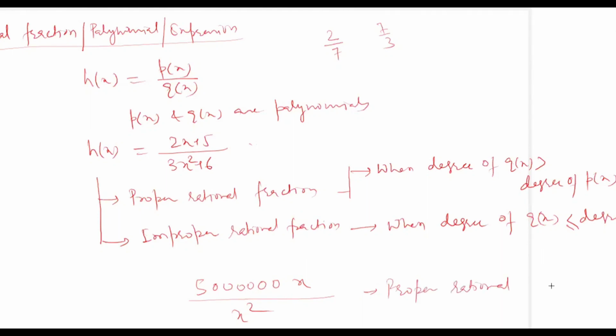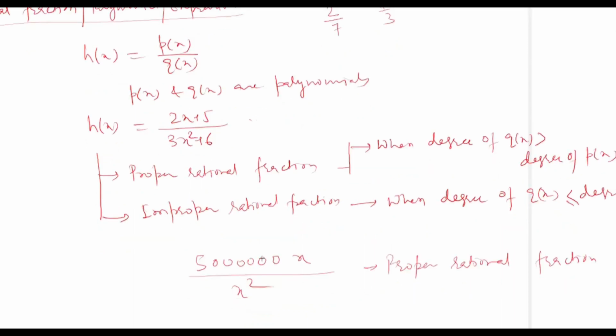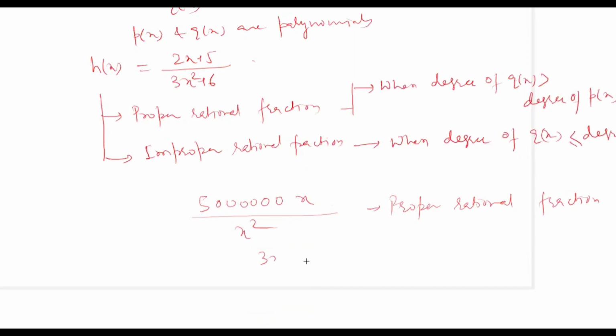Okay. And improper is what you can see if you have something like (3x squared plus 5x plus 6) upon (2x plus 3). So this is your improper rational function, because here the degree is 2 in the denominator's counterpart and here the degree is 3. If the numerator's degree is more, then this will be an improper rational function.